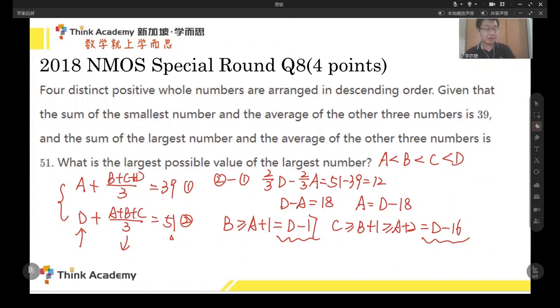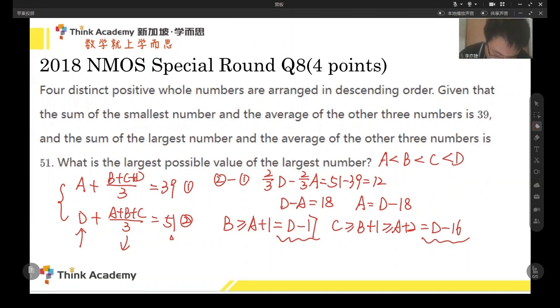So this is the common thought. If we want something to be the largest, then we want the other things to be the smallest. We find the smallest number here, then we just make the other two as close to the smallest as possible, to make the total the smallest.